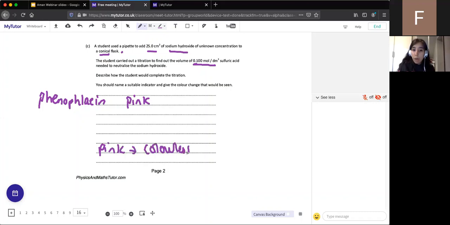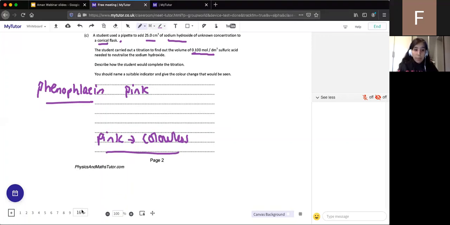So here the marks were for talking about the burette in which the sulfuric acid would be, your indicator and the colour change. So it depends on which indicator you use. So it's really important that whichever indicator you use, you talk about the colour change of that indicator and then about adding it dropwise. All right, so that's the answer for that question.